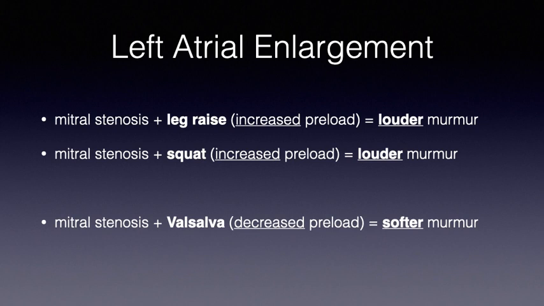Now, both leg raise and squatting help get blood back to the heart. So both of those maneuvers increase the preload. So both squatting and passive leg raise make most murmurs louder, and that includes mitral stenosis. It gets louder with increased preload. I think of Valsalva as shutting the entrance to the heart. So when the patient does the Valsalva maneuver, less blood is returning to the heart. For most murmurs, including mitral stenosis, less preload means less murmur. So Valsalva makes mitral stenosis quieter.